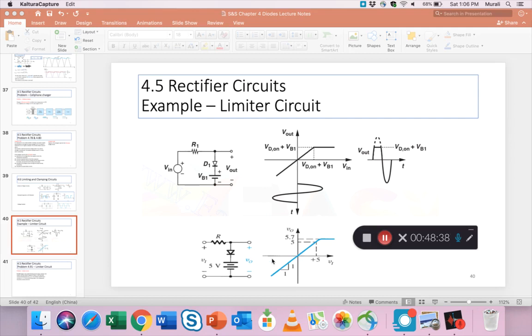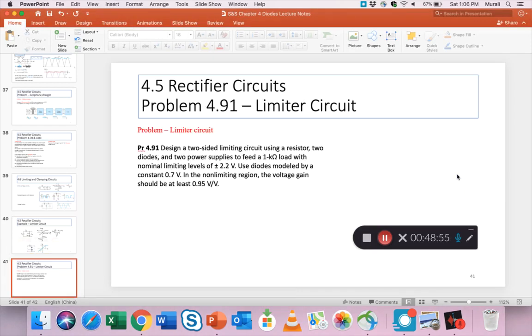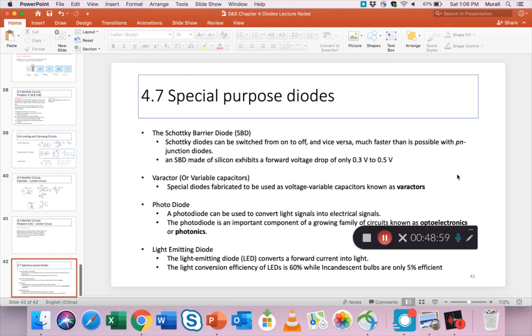Same thing, this is from our textbook. So with a 5 volt battery and a 0.7 volt diode, you can create this where the top is limited to 5.7. So we'll do a problem on this and you'll understand this a little better, but this is an example of a limiter. So the problem we'll do when we are doing the problem section.